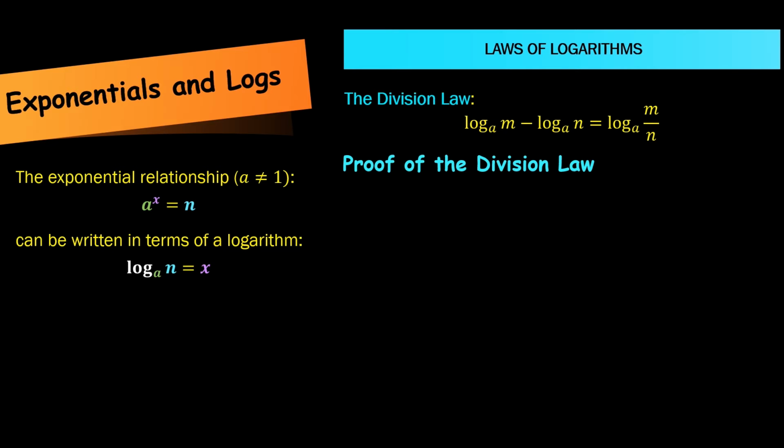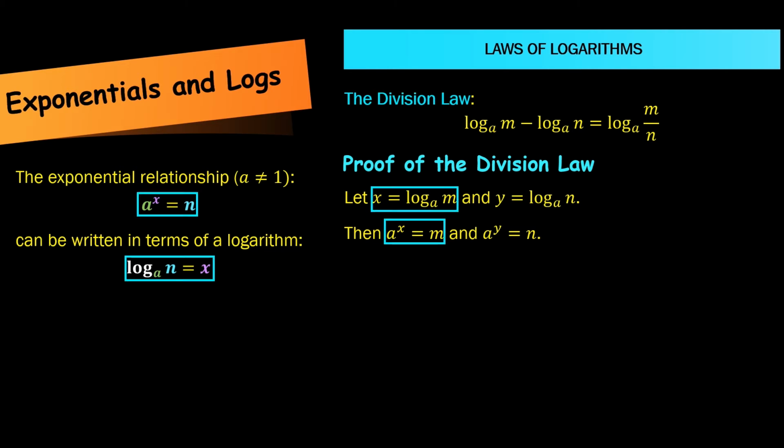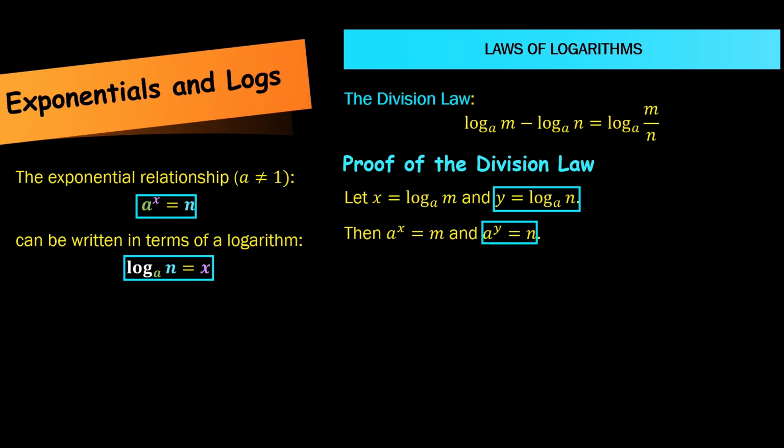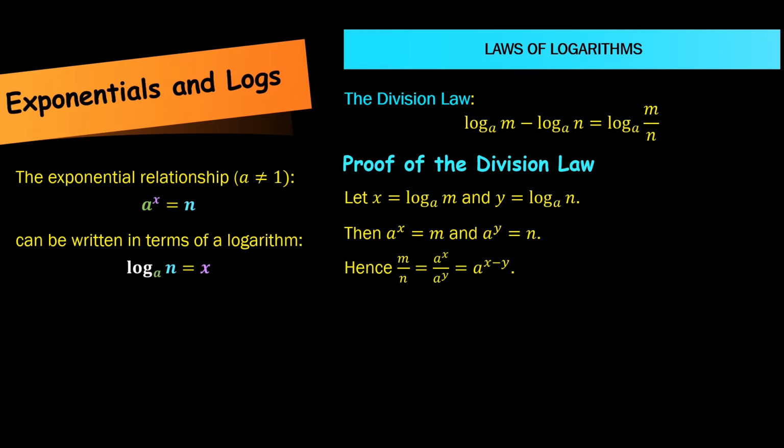Now let's prove the division law. Let x equal log m base a and y equal log n base a. Then a to the power x equals m and a to the power y equals n. And therefore, m over n equals a to the power x over a to the power y, which equals a to the power x minus y.